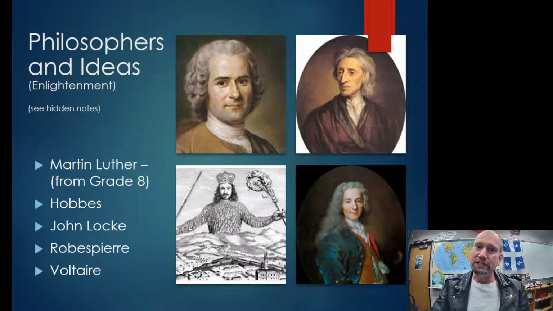Now, that connection is that people are starting to think for themselves. Think for themselves is a key thing. There's more reading, there's more thinking for themselves going on. Okay, Hobbes, John Locke, Robespierre, and Voltaire are other critical ones.